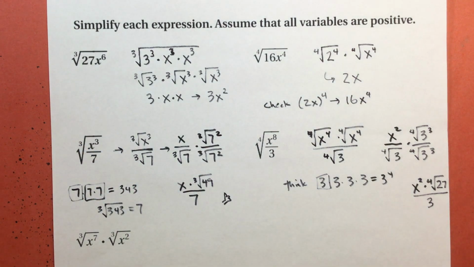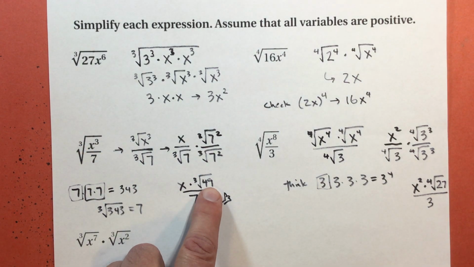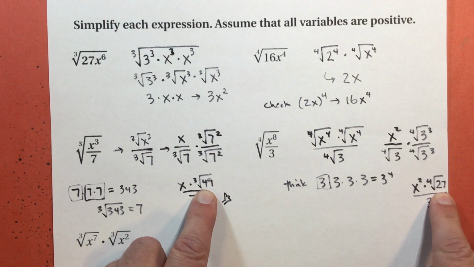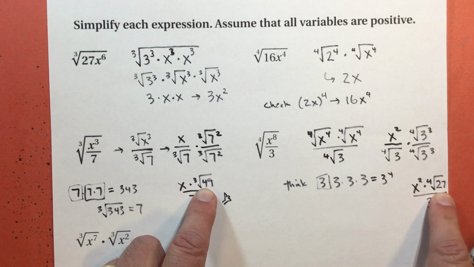Now, I know a lot of times we look at these and we say, hey, I see a 49 here. 49 divided by... No, that's not it. That's not 49. That's the cube root of 49. Those are different. That's not 27. That's the fourth root of 27. Those things are different.